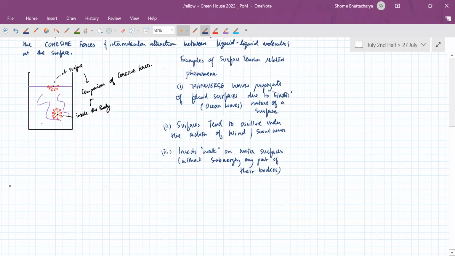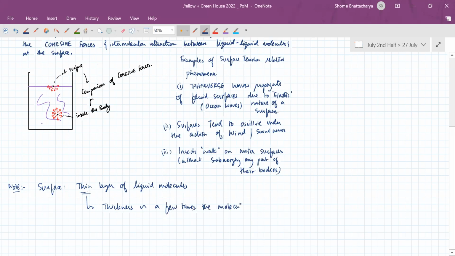Okay, now next point. We defined a surface as a thin layer of liquid molecules. By thin, we mean that the thickness has the order of magnitude of a few times the molecular diameter. So it's that thin.